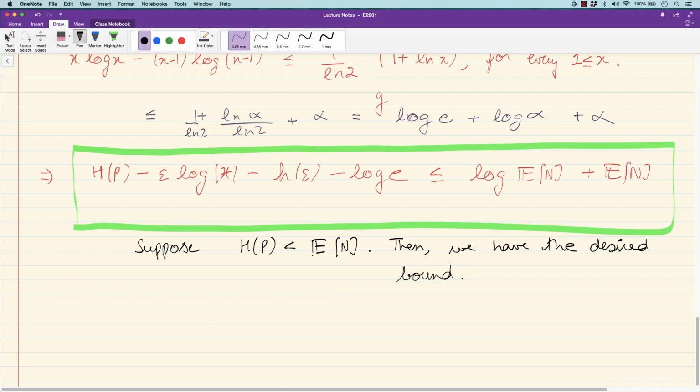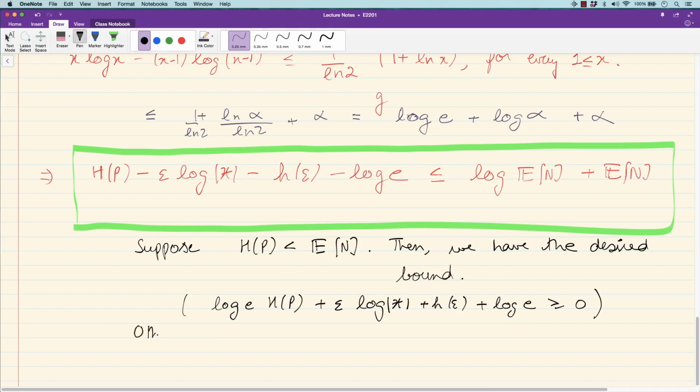This is a stronger bound because let's assume that the error term that we had, log e, H of P plus epsilon log cardinality of X plus H of epsilon plus log e, we assume that all this is basically non-negative. So that's the weakening term. If this itself is negative, which can happen when H of P is really small, then this is not a good bound. This is only for the case where this is non-negative. Then we have a desired bound.